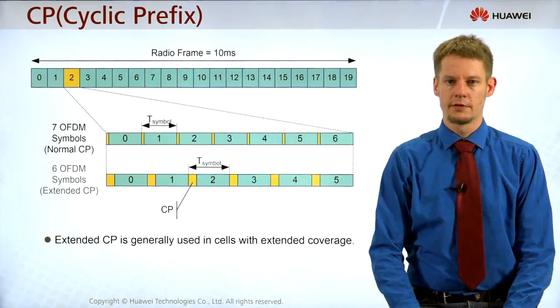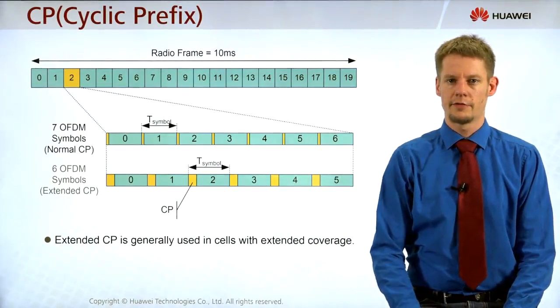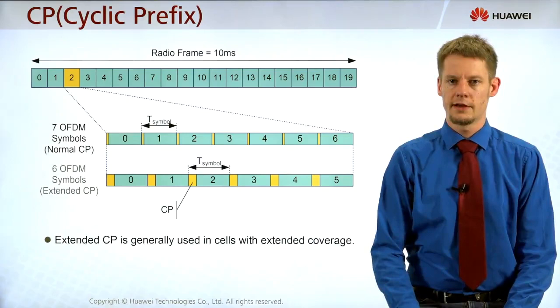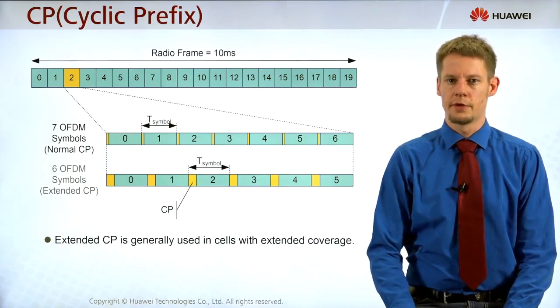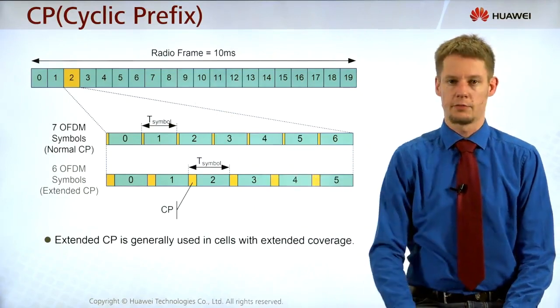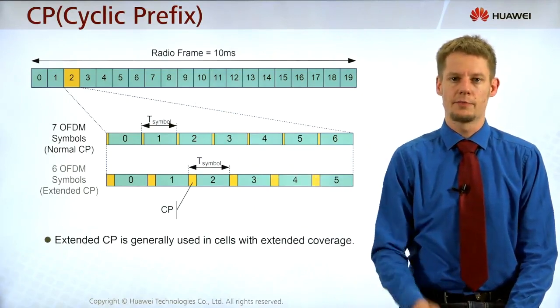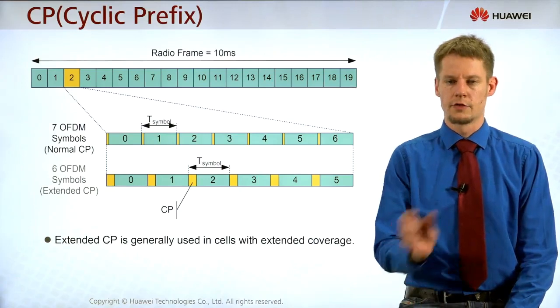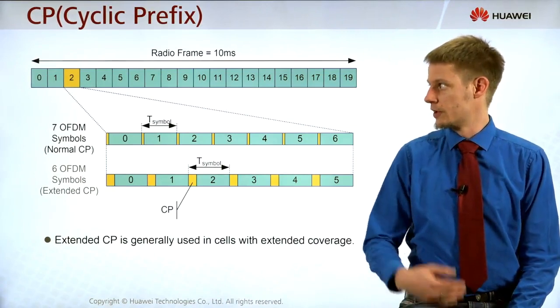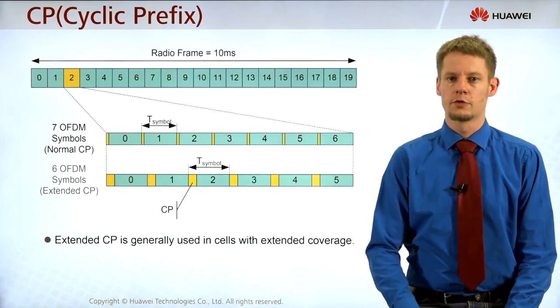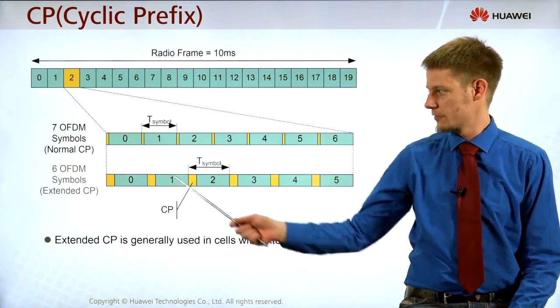Now we will talk about the configuration of the so-called cyclic prefix. As we already heard, in OFDMA we have the advantage that it is very stable against multipath propagation because we include a so-called cyclic prefix. This means that we copy part of the transmitted symbol to the front and therefore are stable against this multipath propagation. Now we have the possibility in LTE to use two different cyclic prefixes.